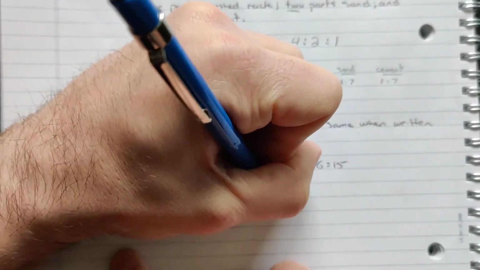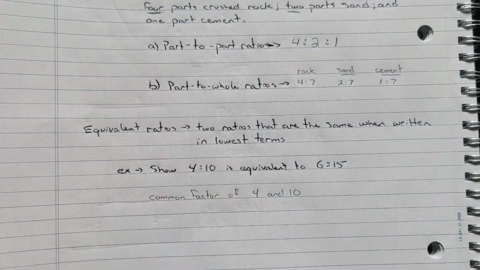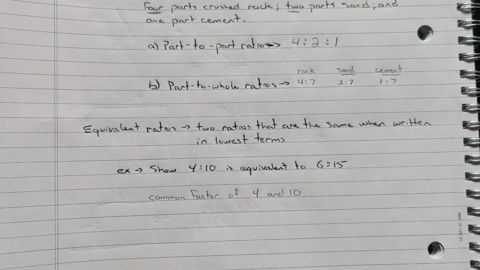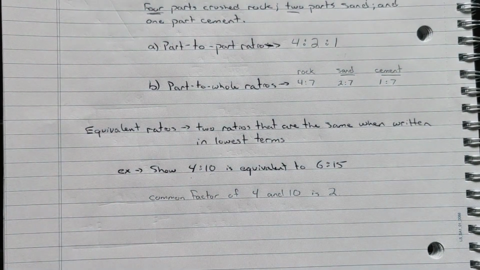So what's the common factor of 4 and 10? That's the first thing we need to look for. 4 and 10 both have a common factor of 2. So let's divide that out.